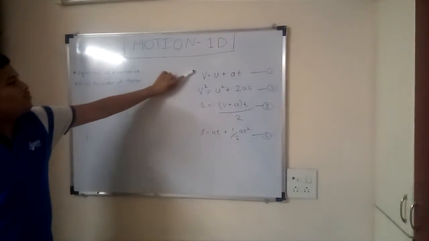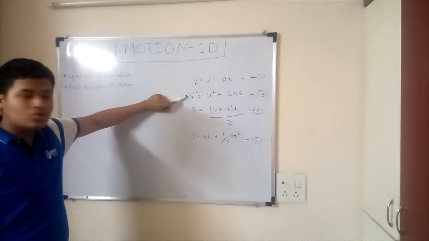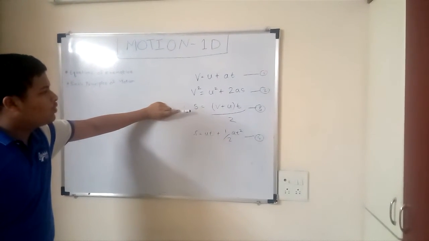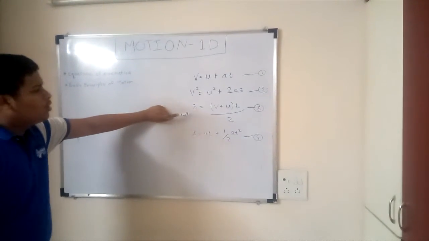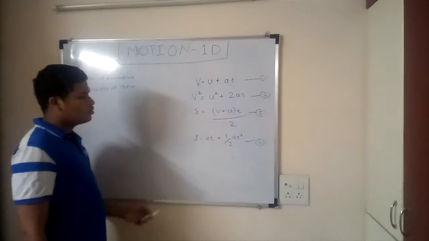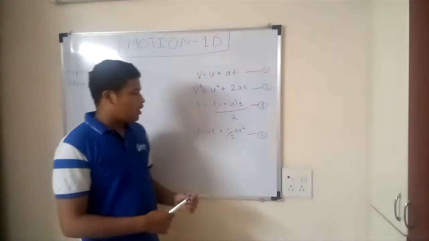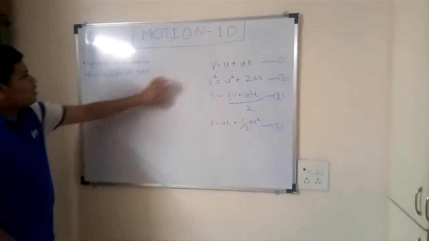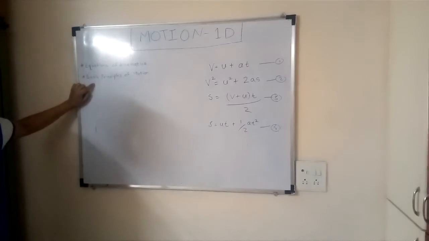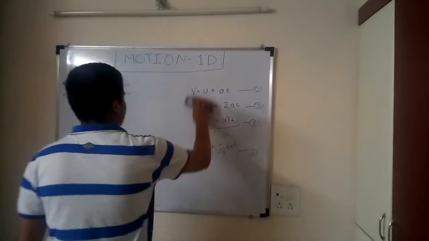Now the first equation is v = u + at. The second one is v² = u² + 2as. The third one is s = (v + u) × t / 2. And the fourth one is s = ut + ½at². These are all kinematic equations, and I am also going to talk about some basic principles of motion. Now let's get started.